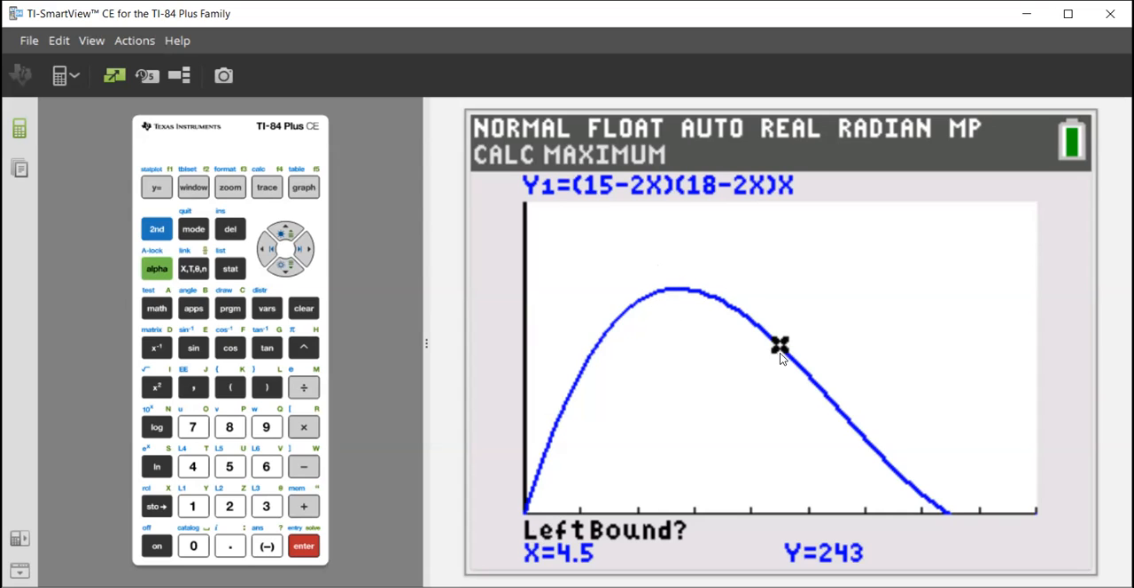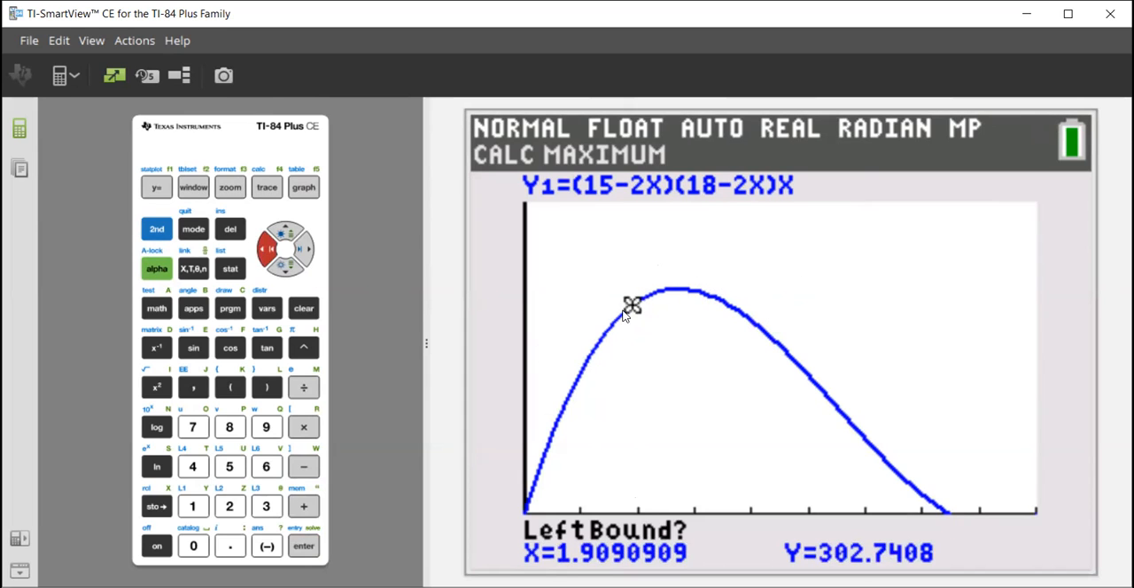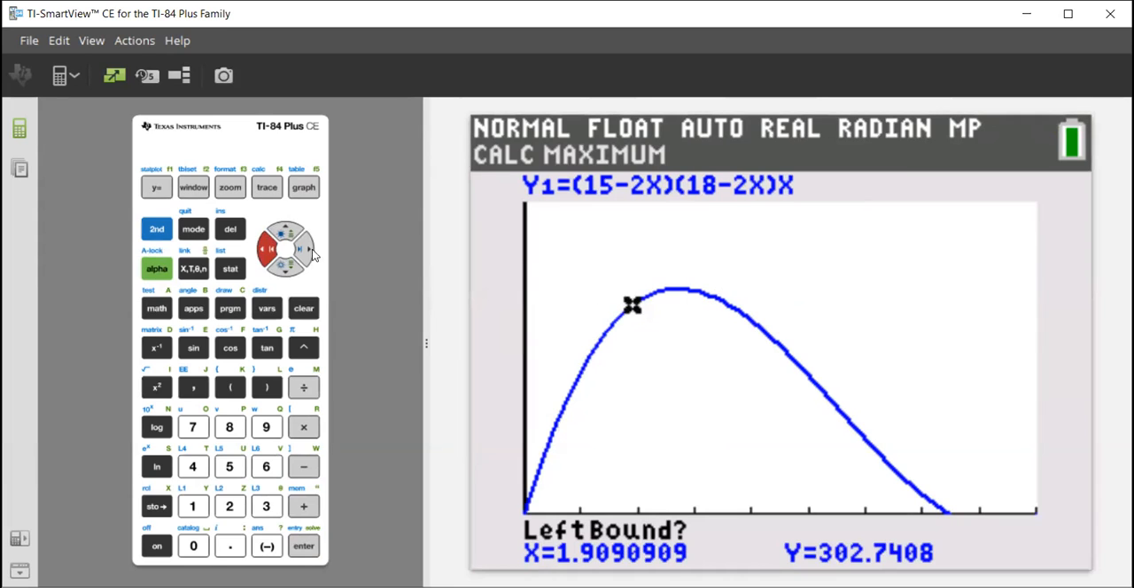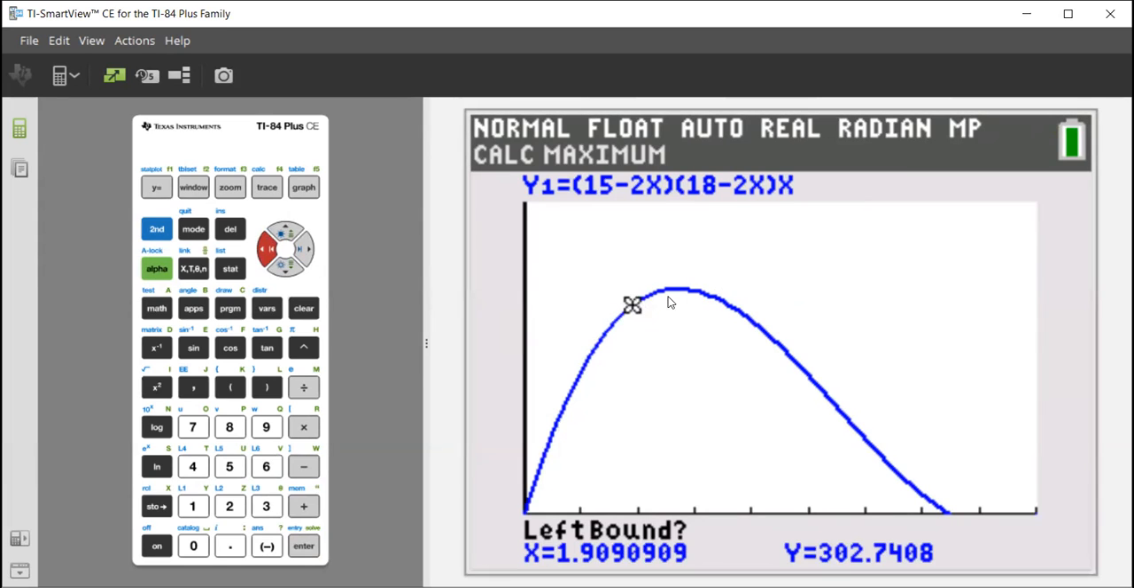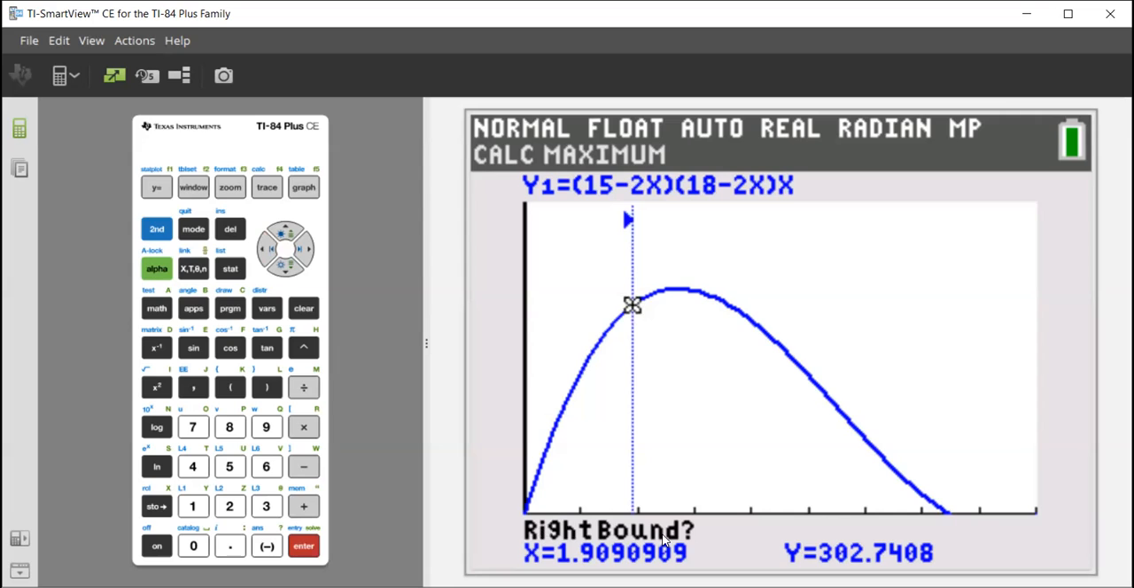Right now the cursor is on the right. I could either type in an X value down here like 1 or 2, those are definitely to the left of that, or I could just use the arrow keys and visually move the cursor until it's past that peak. So it doesn't matter if you type in a number or move it manually with the arrows. But I can tell for sure it's to the left of that turning point, and that's what it's asking me to mark. So I'm going to hit enter, and then it's going to say, show me something to the right. What is the right bound?